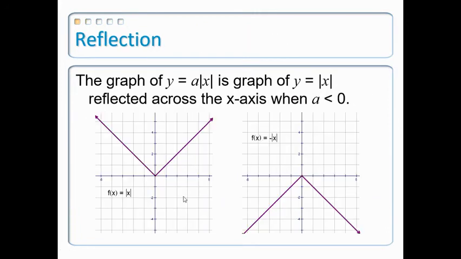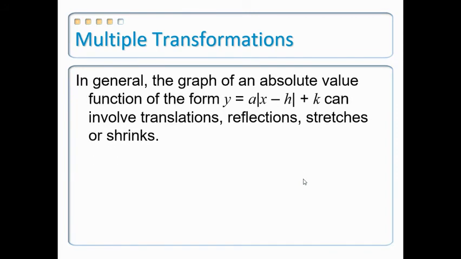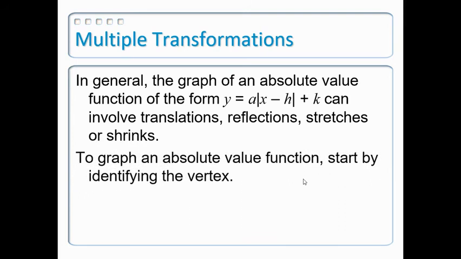Another thing that a can do is reflect the graph across the x-axis. So when a is less than 0, it just reflects across the x-axis. Okay, so it just flips it. Now we can do multiple transformations at once, okay? We can do translations, reflections, stretches, or shrinks.